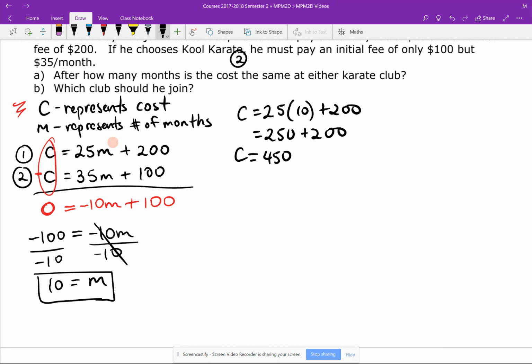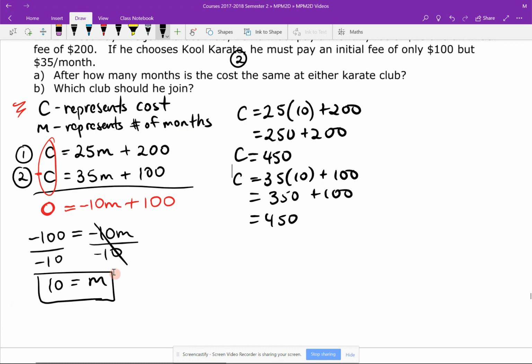Now, the thing is, I don't need the cost. The question doesn't ask about anything about the cost. I only need to know how many months is the cost the same. So the cost is going to be $450 with either equation, like you can see for the other equation too. C equals 35 times 10 plus 100. Well, that's going to be 350 plus 100, which is also 450. So the costs are the same if you have a membership of 10 months.